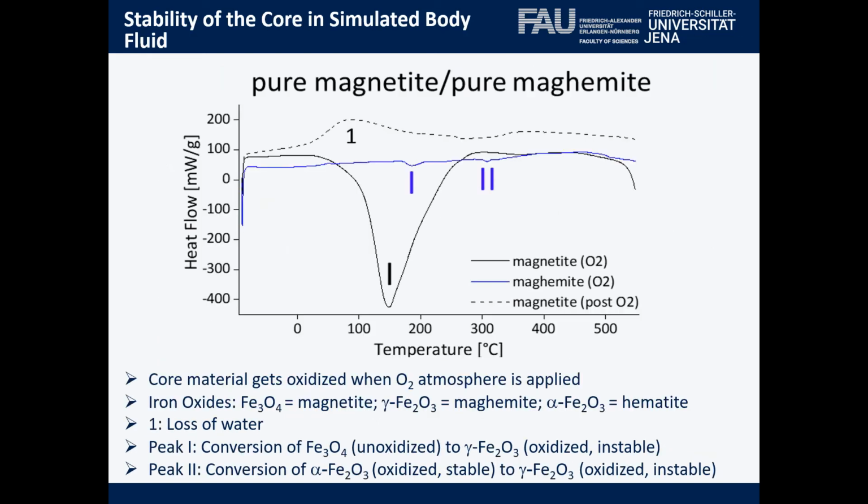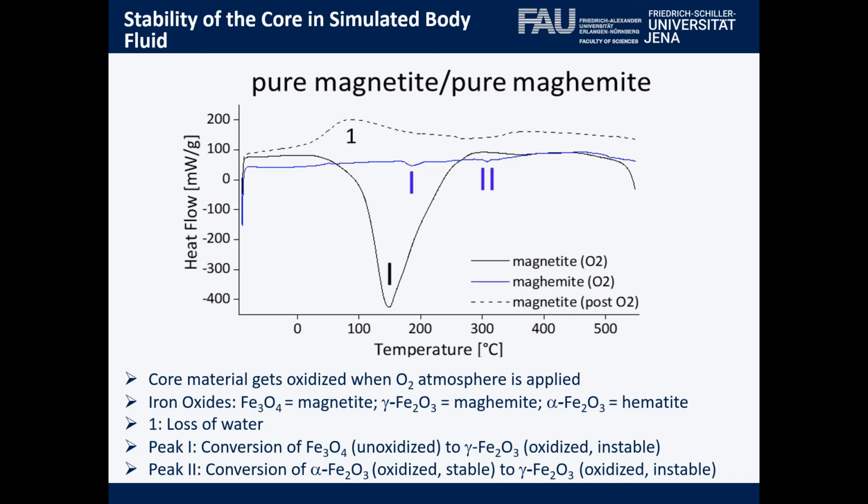Iron oxide nanoparticles can exist in different redox states, which determines the magnetic properties of the nanoparticles and can be oxidized during the storage of the particles, and therefore it is very important for us to investigate this oxidation. The different redox states of the iron oxide can be the magnetite, the maghemite, and the hematite, which has no magnetic properties anymore. So here we can see the results.